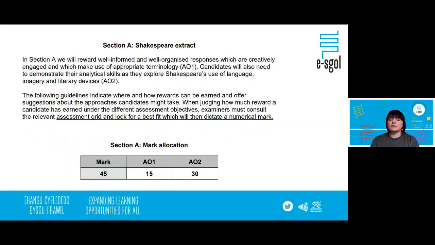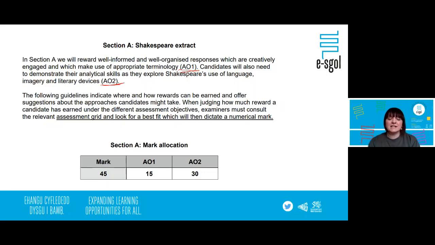So here you've got an overview that comes from the WJEC specification, where they say that in Section A, they will reward well-informed and well-organised responses, which are creatively engaged and make use of appropriate terminology. So they stipulate here the AO1 aspect. Candidates will also need to demonstrate their analytical skills as they explore Shakespeare's use of language, imagery and literary devices. So there's your AO2.